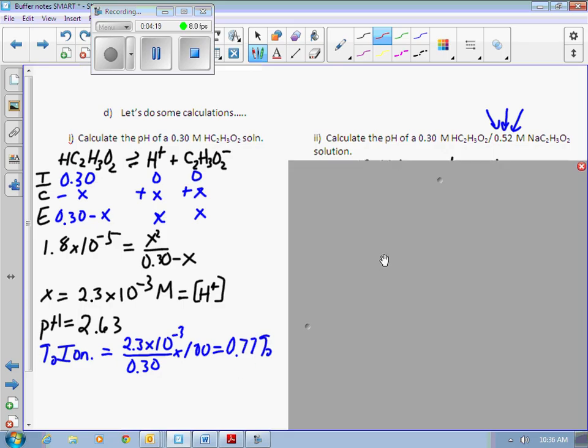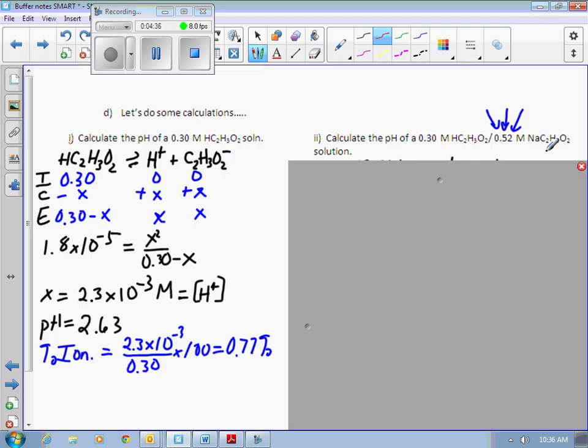Now what we're going to do is the exact same calculation, but this time we have our 0.3 molar acetic acid solution, and there's also a 0.52 molar sodium acetate in that same solution. So we have the presence of a common ion.